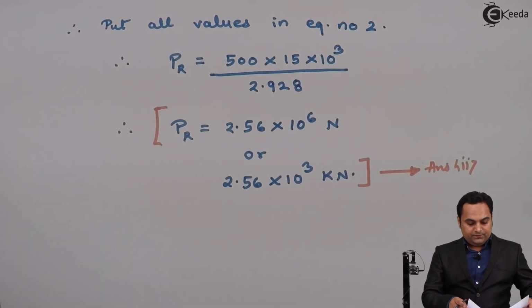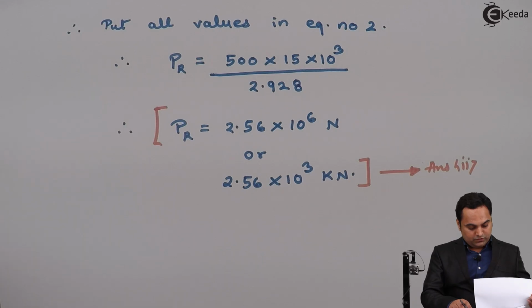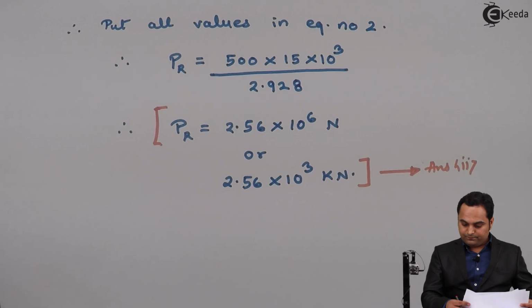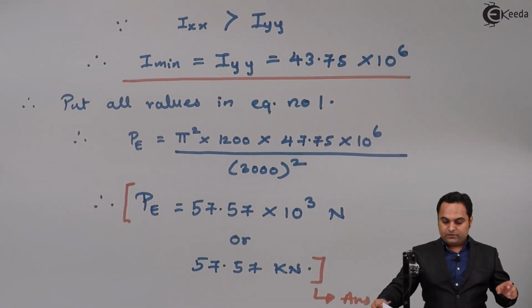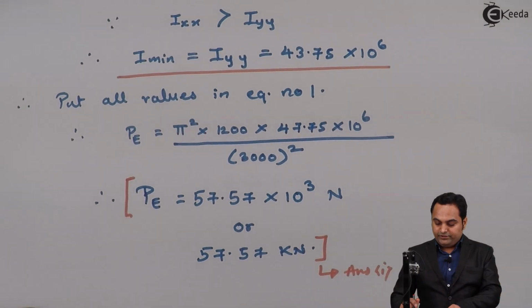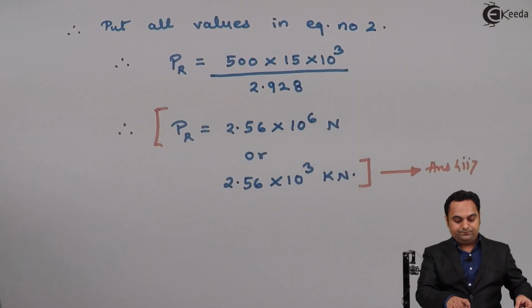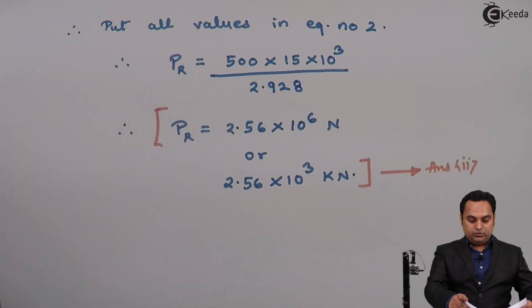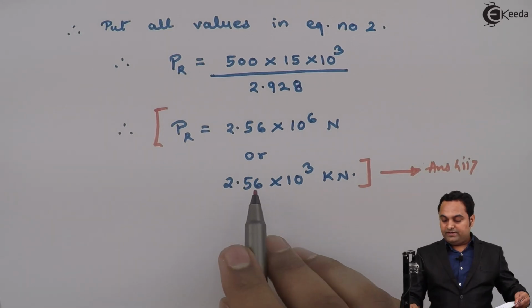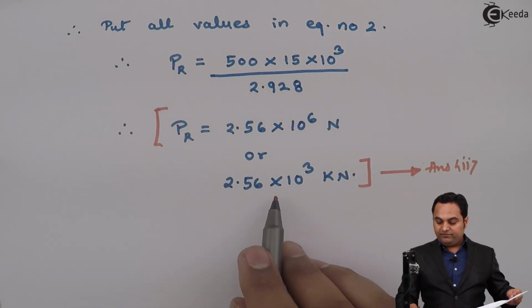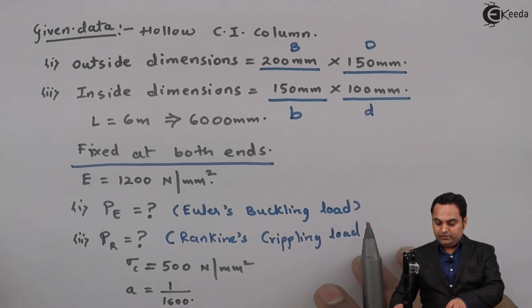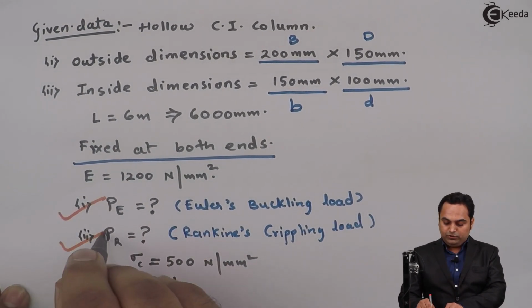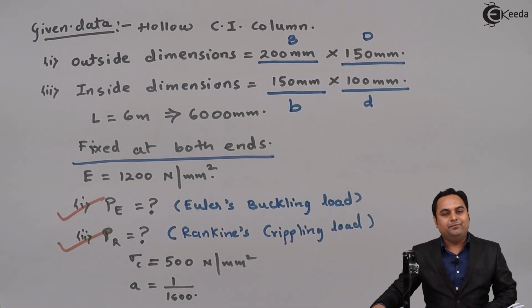So we have to find out the value of load at which it was buckling, and those values we have found out. First, we had calculated the Euler's load, and that value was 57.57 kilonewton. And next we had calculated the Rankine's load, which is 2.56 into 10 raised to 3 kilonewton, and with this we have solved both the questions, and here we complete the problem.